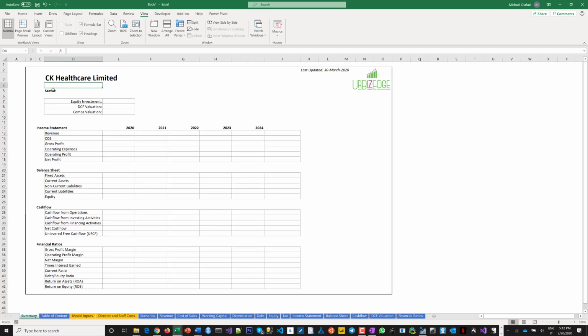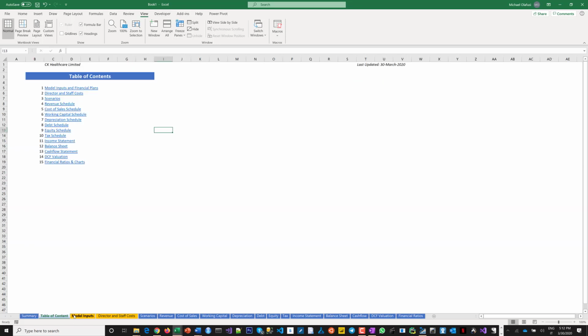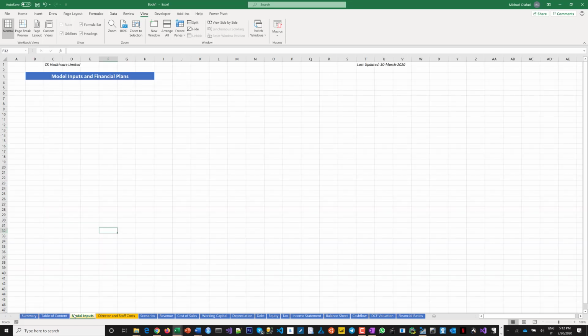Okay, I'm going to say the sector is healthcare, and it's the manufacturing side of healthcare slash manufacturing. Okay, and what is this company producing?